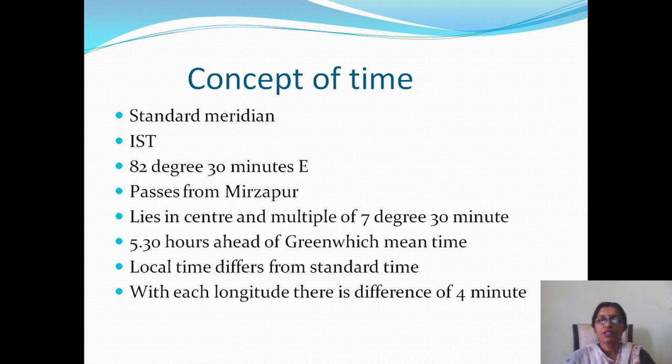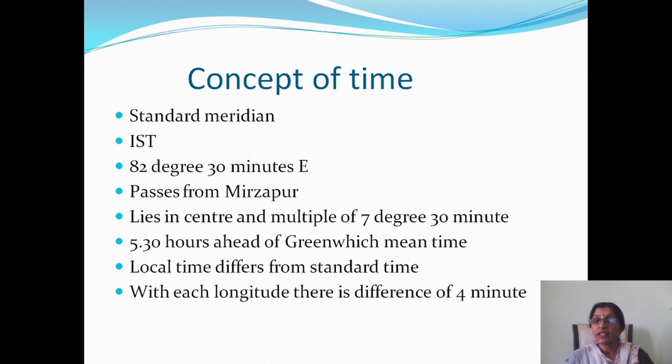The difference between 68 and 97 is almost 29 degree. Let's round it off. It's 30 degree. If there is a time difference of 4 minutes with each longitude, then how much will be with 30 longitude? 30 multiplied by 4. It is 120 minutes, or we may call 2 hours. It means from Gujarat to Arunachal Pradesh, there is a time gap of 2 hours.